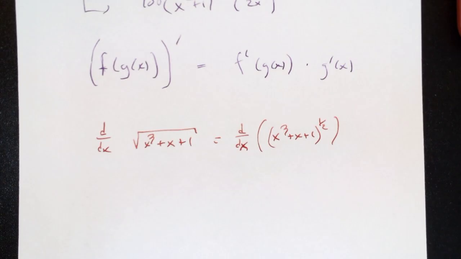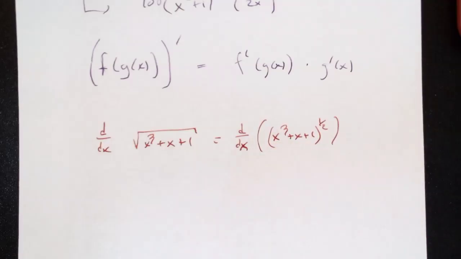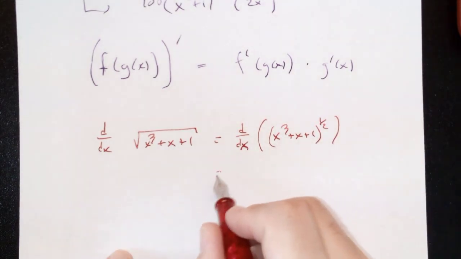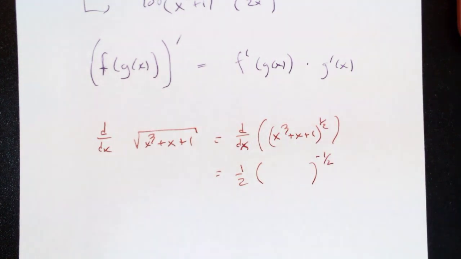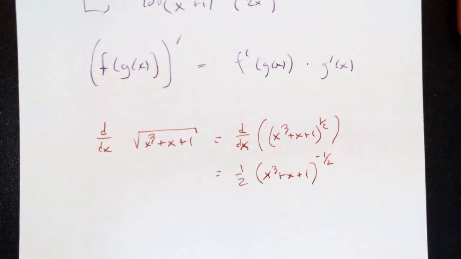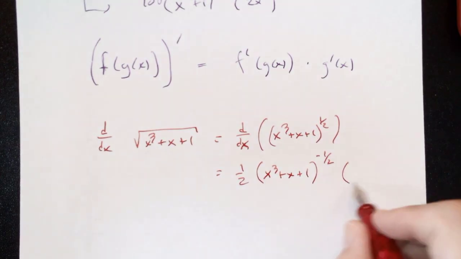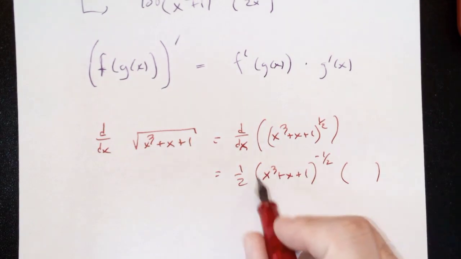The inside part is everything inside that set of parentheses. And the outside part's the 1/2 power. So it's thing to the 1/2. So the derivative is, well, derivative of a 1/2 power is 1/2 junk to the negative 1/2. And the junk doesn't change. But wait, there's more. What goes there? The derivative of the junk. The derivative of all of this.